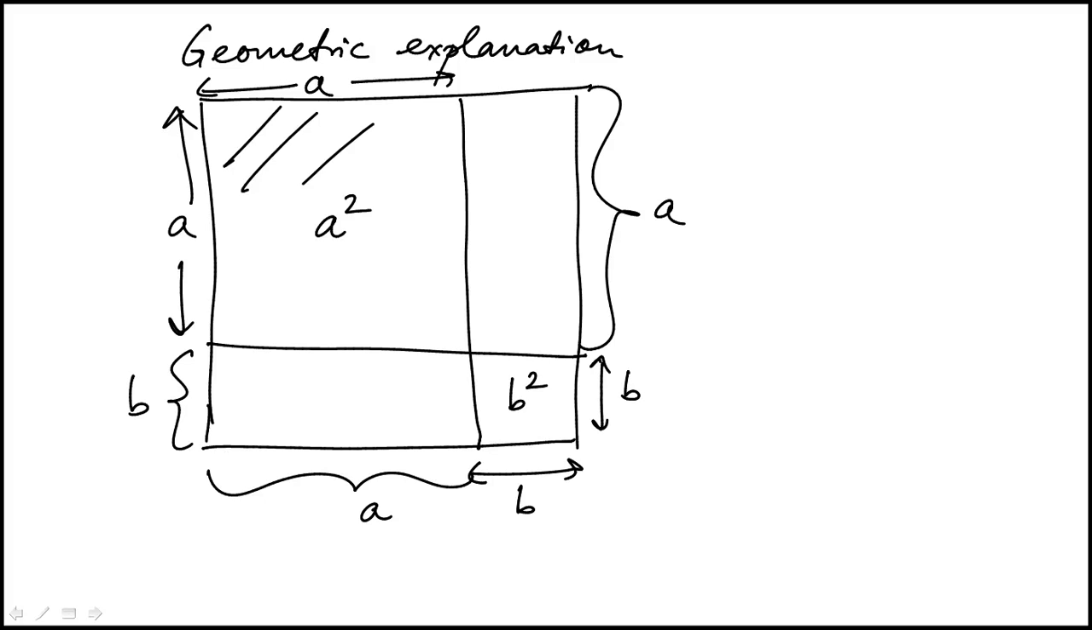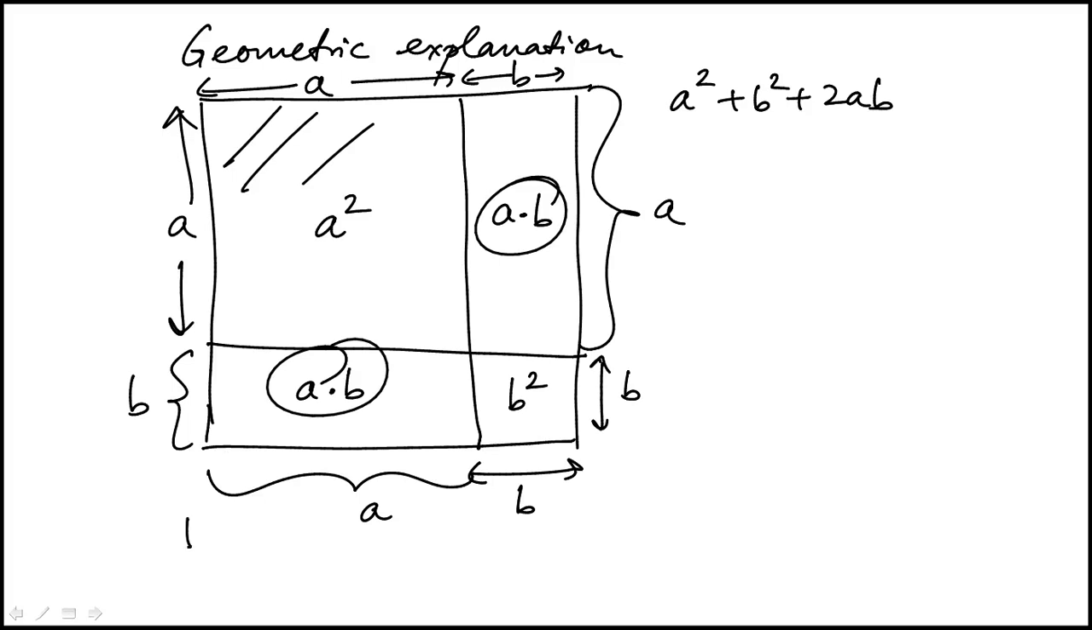This is a rectangle. This dimension is B. Its area is length times width. And here the area is A times B. Now the area of this larger square is just the sum of these components. So that's A squared plus B squared plus 2AB, because I have two of these.